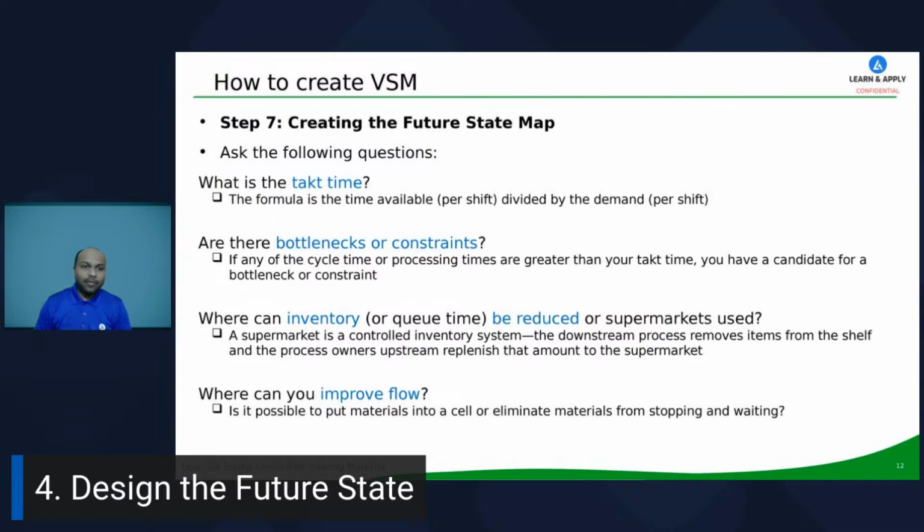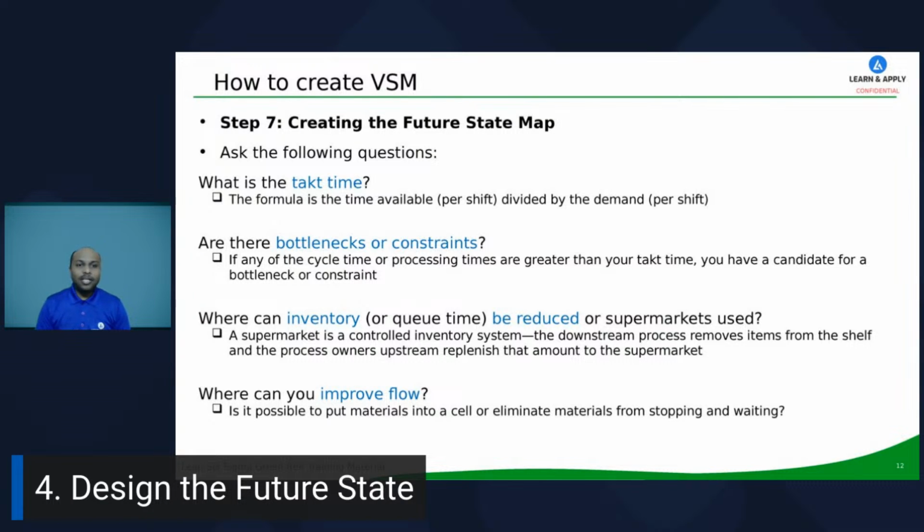The first question we can have is, what is the takt time? Takt time is simply the ratio of available time divided by the demand. Based on that, we can see what our cycle time should be so that we can meet the customer demand. So we need to check whether our takt time is in line with the customer requirement or not. If it is not, we need to focus on that.